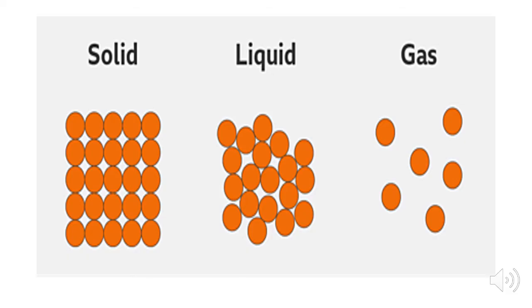So let's look in more detail at the three states of matter, and we're going to start with the solid. So as you can see in the diagram, the particles in a solid are close together. There's no space between the particles because there's a strong force of attraction between each particle holding them together. We describe their arrangement as a regular pattern. They're in neat little rows.